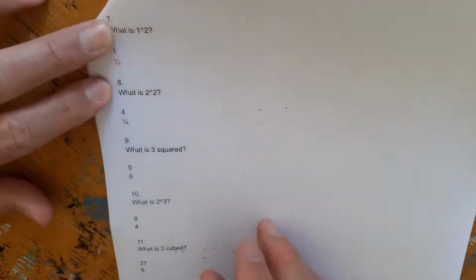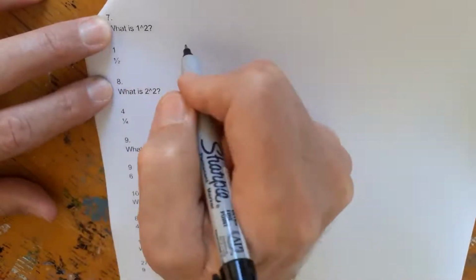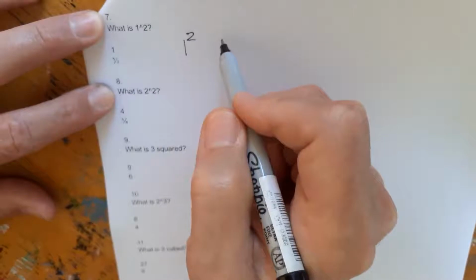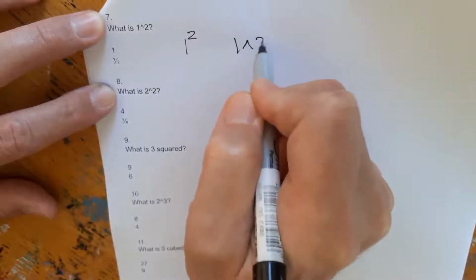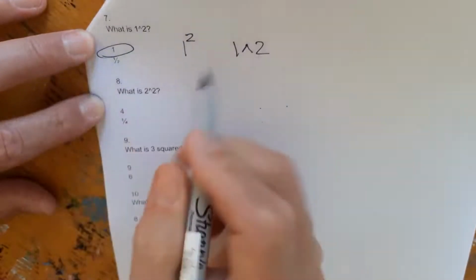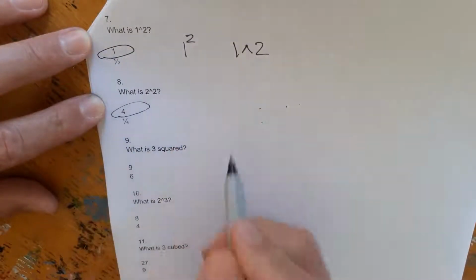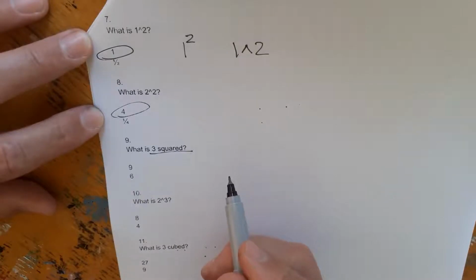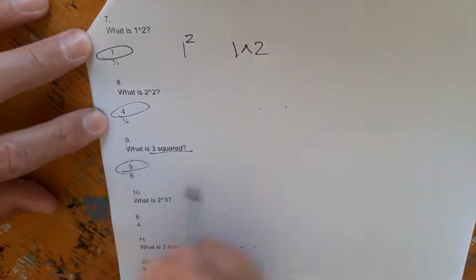Okay, now they go the other direction. They say 1 squared. So we would write 1 squared, but in the computer we use this caret symbol, right? So 1 caret 2 means 1 to the power 2. Well, that's 1 times 1, which is 1. What's 2 squared? 4. What is 3 squared? They're mixing it up for us a little bit and just saying the word squared. 3 times 3 is 9.